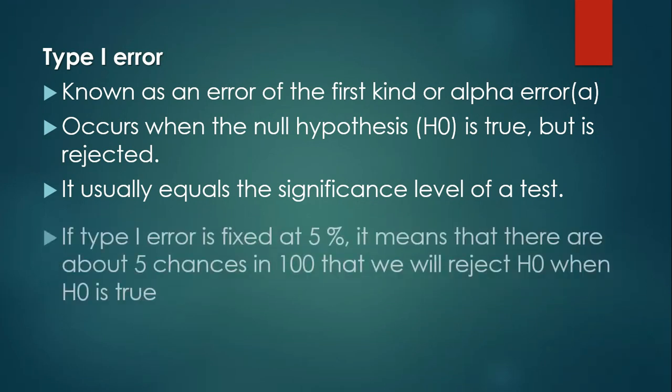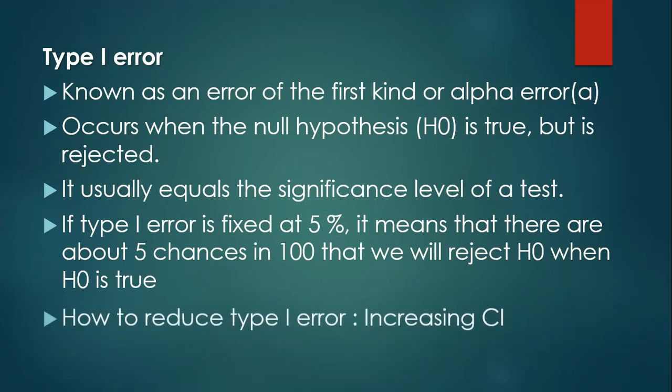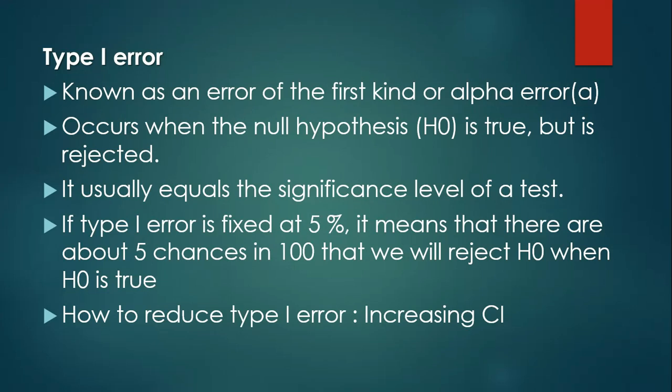If type 1 error is fixed at 5%, it means that there are about 5 chances in 100 that we will reject the null hypothesis when it is true. One of the most common approaches to minimize the probability of getting a false positive error is to reduce the significance level of a hypothesis test. For example, the significance level can be reduced to 1% or 0.01.